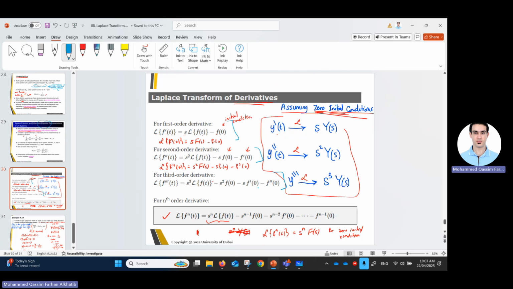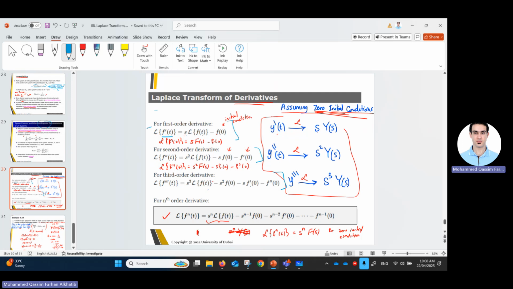And the little bit of difference between Laplace and Fourier: in Laplace, we have to worry about the initial value condition. If it's not given, you assume a zero initial value condition, but if it's not zero, you have to put the value there. So the Laplace transform of the first derivative is s times the Laplace transform of f minus f(0), which is the initial condition of the function at 0. If it's the second derivative, it's s squared F(s) minus s f(0) minus f prime of 0, and so on.